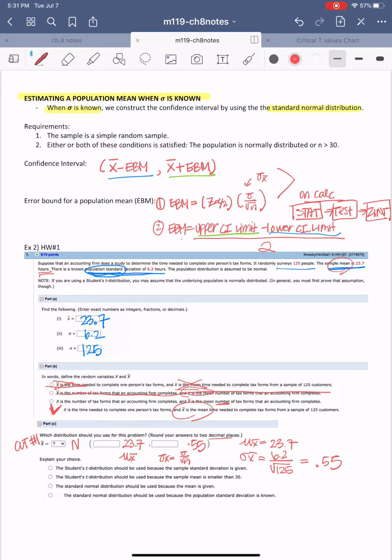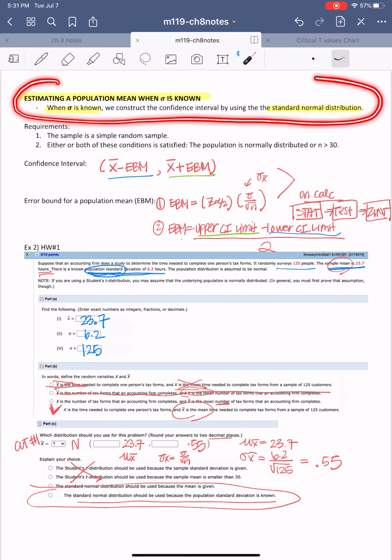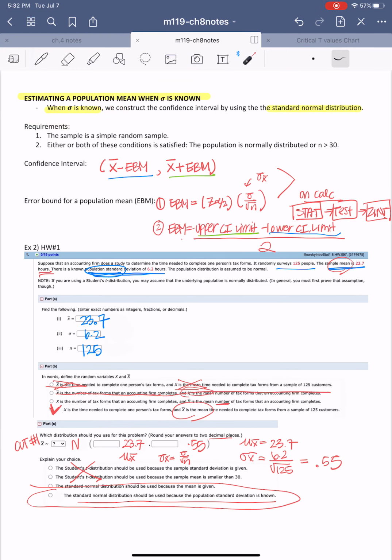Okay. Explain your choice. I'm going to eliminate the top 2 because I didn't even teach you what the student t distribution is. It is a standard normal distribution because the population standard deviation is known. That was the whole purpose. If the population standard deviation is known, we use the standard normal distribution. All right, next part is actually calculating this.